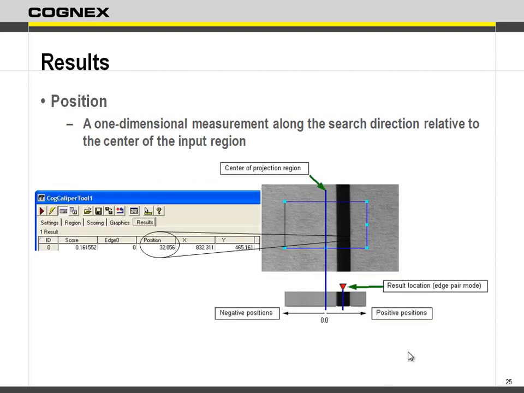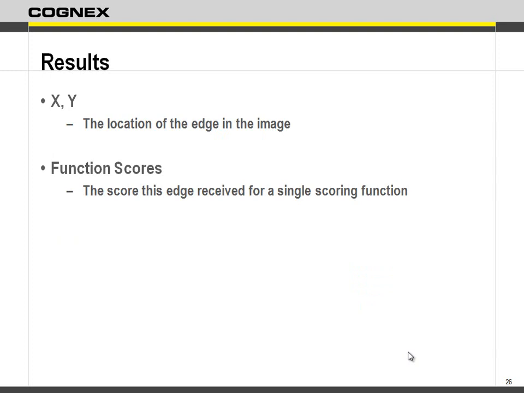Then you also have this concept of position. Position is going to be based off the center of your region. If it's a negative position, it means you're off to the left of that center point. If it's a positive position, you're off to the right. It just gives you an idea of where inside the region of interest that is. XY location is the actual XY location where you're finding those edges. And then your function scores. Like I said, by default, it's going to be your contrast. What did your contrast come up with?